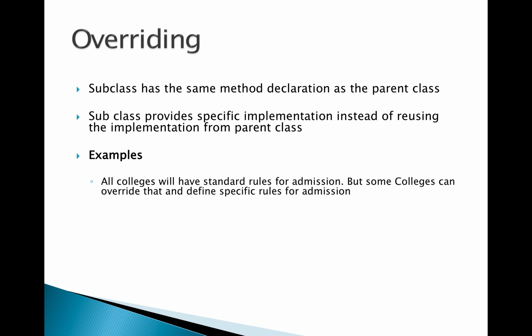One example we'll see is a general college, which is going to have standard rules for admitting students. You can have an XYZ college which extends from the college, and this XYZ college does not want to follow the standard rules. It wants to follow its own rules. So they can override the rules method and provide their own rules. Let's say they want to admit people who got more than 75% into the college, rather than just a pass mark, which is defined by the standard rules.